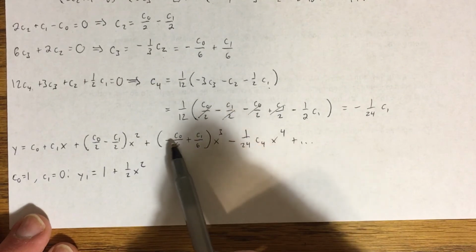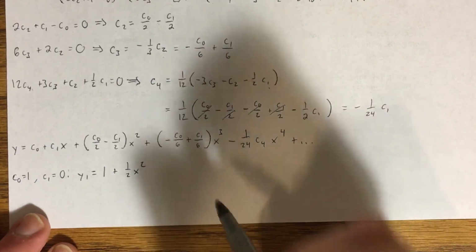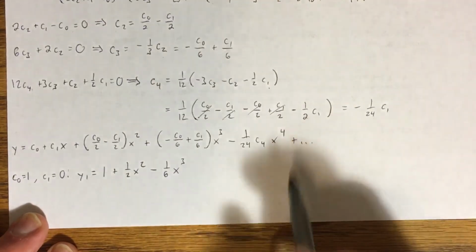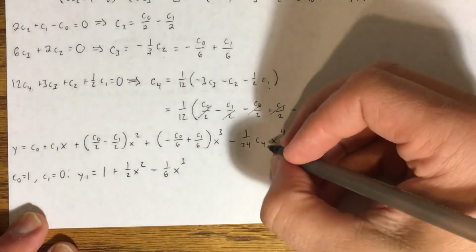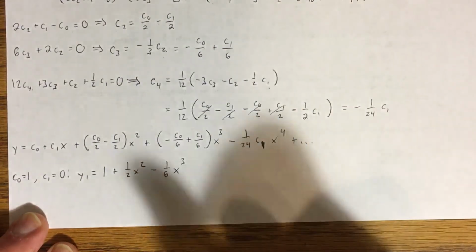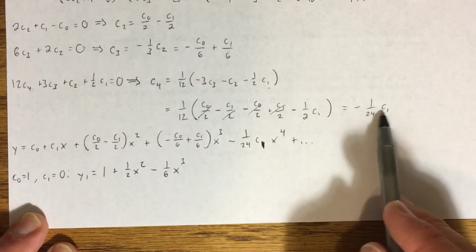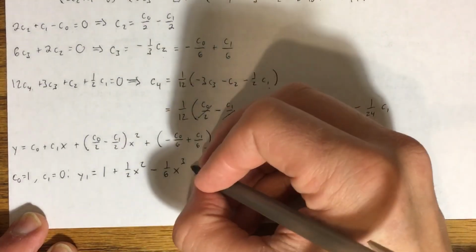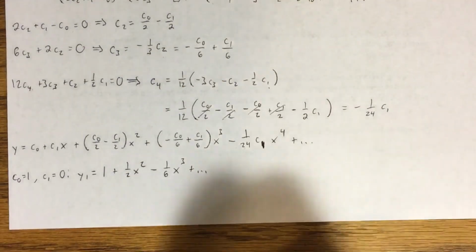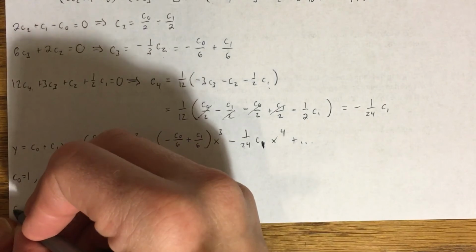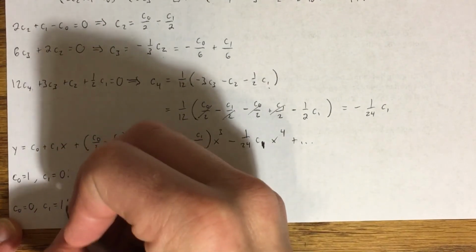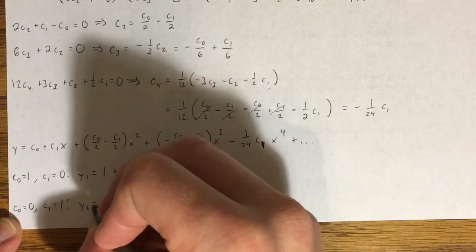This term goes to 0, I get negative 1/6 x cubed, so minus 1/6 x cubed. And then, oh, that's supposed to be a C1 right there. C4 equals negative 1/24 C1. C1 is equal to 0. This entire term will drop out of this guy, so I'm just going to say plus dot dot dot. There's my first solution.